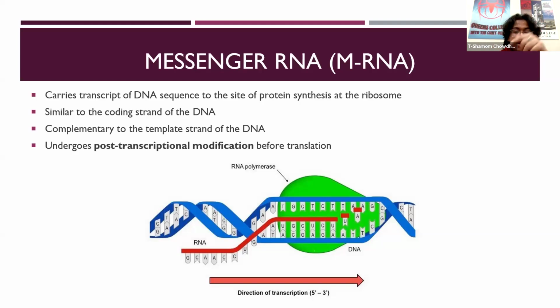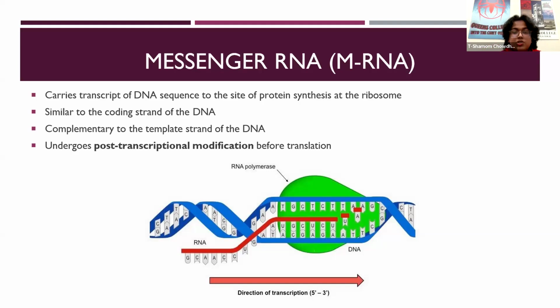The mRNA is complementary to the template strand. So if your coding strand is 3' to 5', your mRNA is 3' to 5' as well. But if the template strand is 3' to 5', then your mRNA is 5' to 3'. So the template strand is what your messenger RNA is the opposite of.